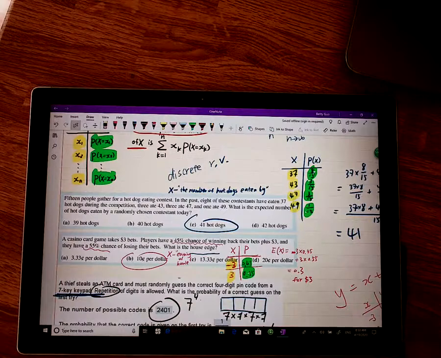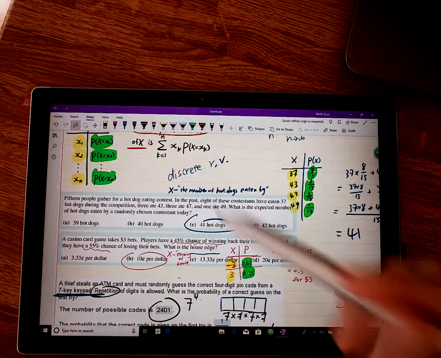15 people gather for a hot dog eating contest. In the past, 8 of these contestants have eaten 37 hot dogs during the competition. 3 ate 43, 3 ate 47, and 1 ate 49. Those are historical data. What's the expected number of hot dogs eaten by a randomly chosen contestant today?